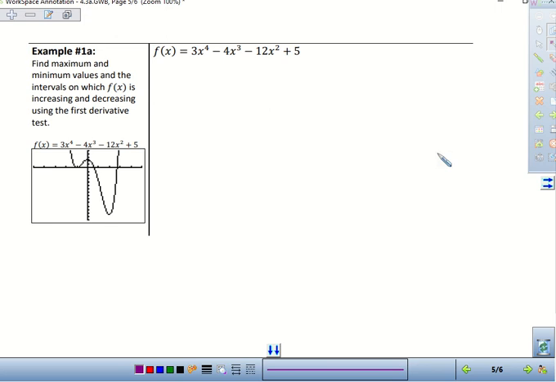All right, step 1, we have a graph of this, but we're going to start by taking the derivative of the function. So what would be the derivative of this function?